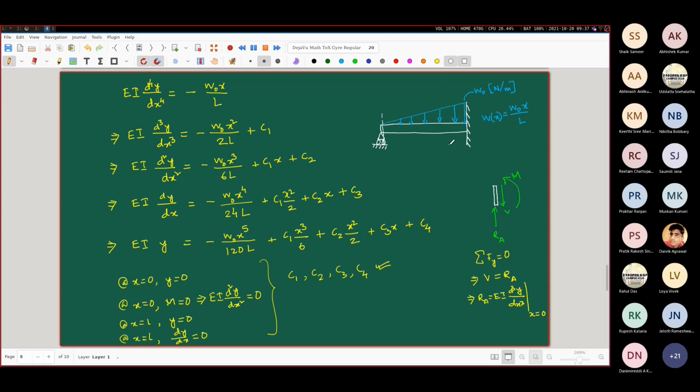Okay, so what I mean to say is that if you take a region very close to x equal to L, you will be having something like this. So this is your M, and this will be the reaction moment. Okay, so just be a little bit careful.